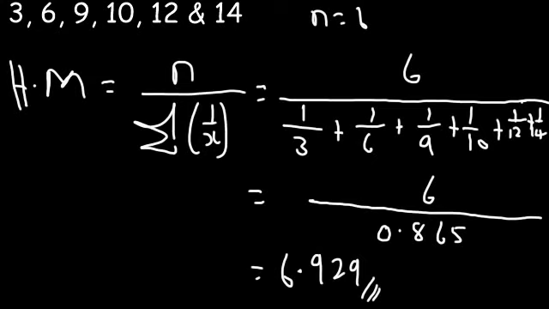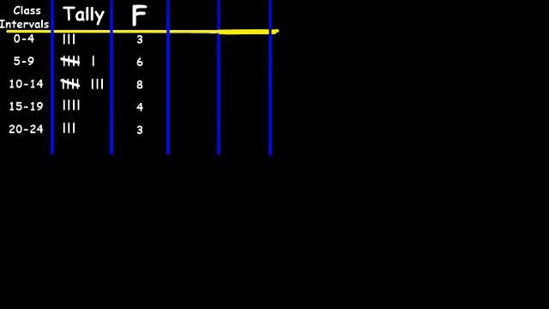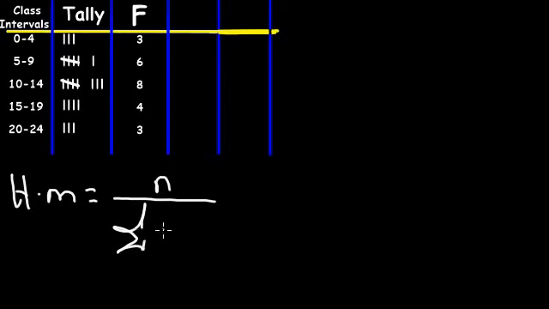Now what about group data? How can we find the harmonic mean? Let's look into that as well. So consider the frequency distribution tally table. How can we find the harmonic mean? The harmonic mean HM for a group data is equal to n divided by the summation of 1 over x multiplied by f. So which means in this case, n would be summation of f because we are having a group data. So let's add this up.